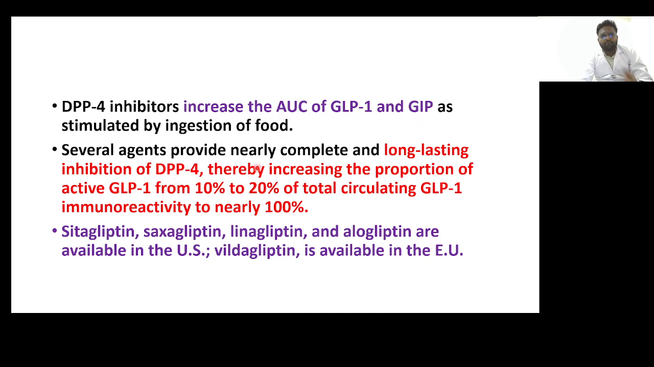Several agents provide nearly complete and long-lasting inhibition of DPP-4, thereby increasing the proportion of active GLP-1 from 10% to 20% of total circulating GLP-1 immunoreactivity to nearly 100%.